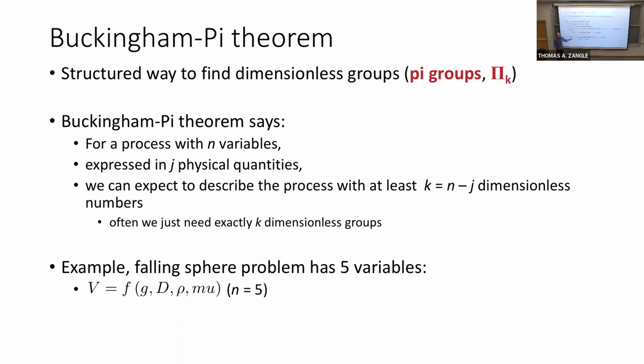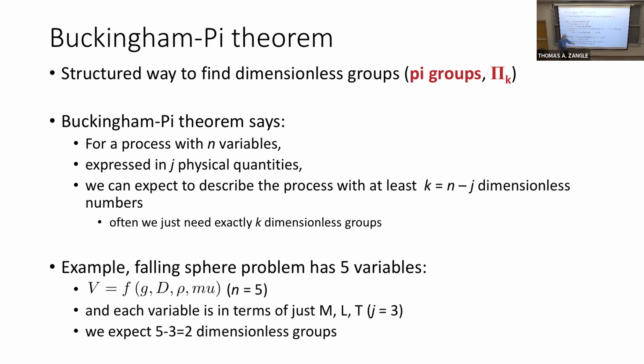How many physical quantities describe this problem? So how many dimensions do we have in this problem? Let's go through and count. Length shows up here. Mass shows up, definitely in density, also in this viscosity. And we have time. Do we have temperature? No, so 3. So n is 5, j is 3, so we just have mass, length, and time. So we expect 5 minus 3 is equal to 2 dimensionless groups.